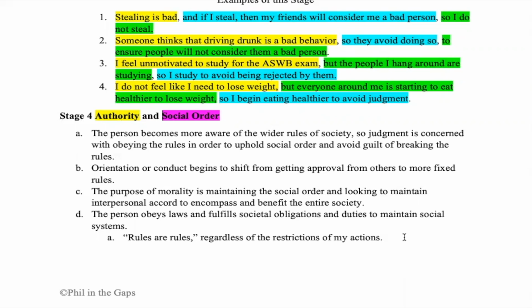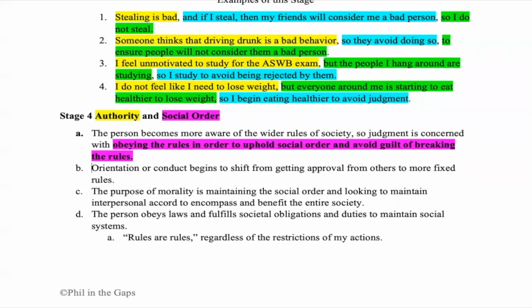Obedience and punishment orientation, I avoid doing an action to avoid being punished by a person that I know and admire. Authority and social order is where I'm going to do an action to avoid being arrested in society. Stated in a different way, the person becomes more aware of the wider rules of society, so judgment is concerned with obeying the rules in order to uphold social order and avoid guilt of breaking the rules. So that is where it's making that shift of I have to obey the rules at all cost.